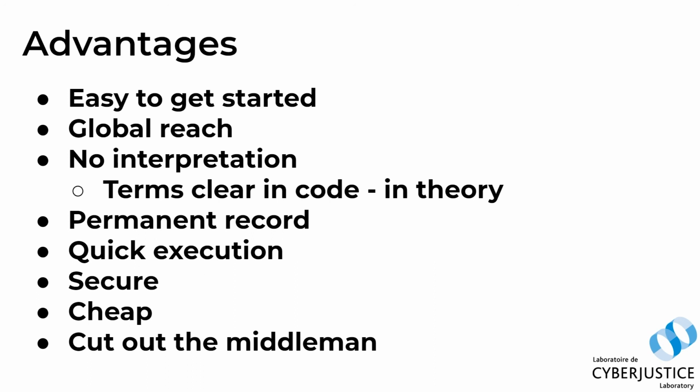There is no interpretation going on. Everything that happens to the money happens because of the code. So in theory, the terms of these contracts are extremely clear. Anyone could read the code and understand what will happen and how the contract will work. Now we'll get back to this later because there might be some issues with that.